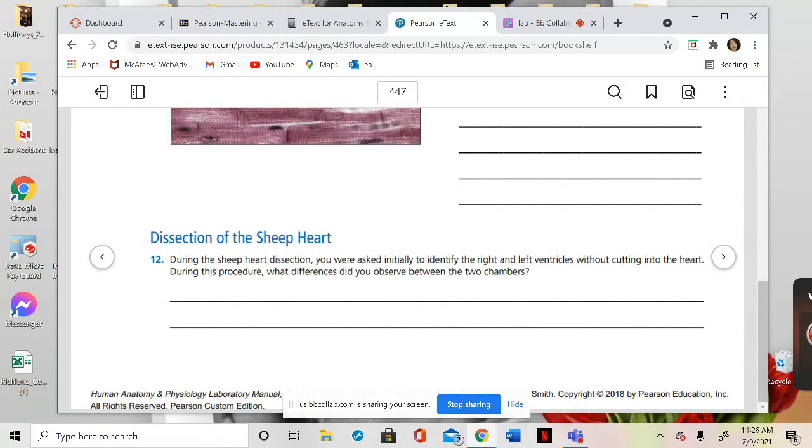And this intercalated disc is a very special arrangement in the heart because it allows the pumping action of the heart to be carefully coordinated for maximum efficiency.